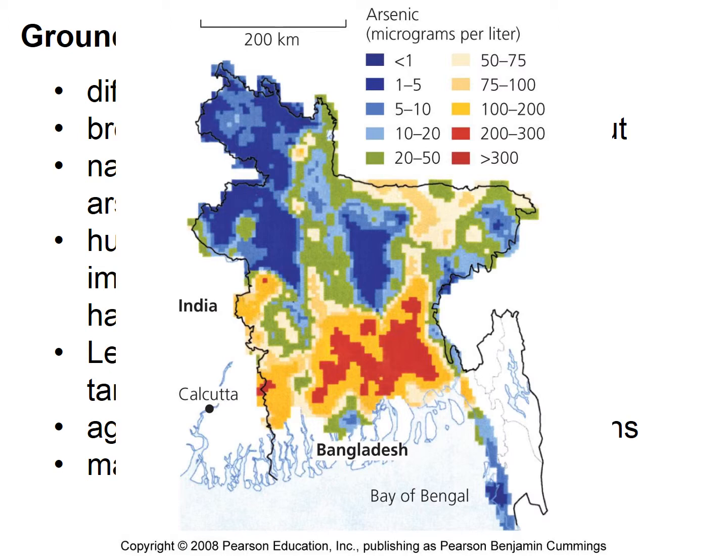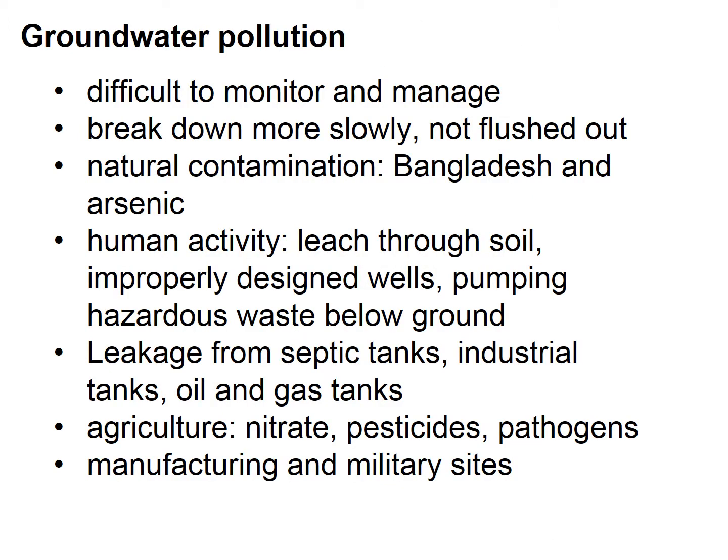What they didn't know was that there were actually naturally high levels of arsenic in some of these areas. So some of the people were actually being poisoned with arsenic, and they had to shut the wells down. And that was just natural contamination from where they were. Okay, but we focus a lot on human activity.